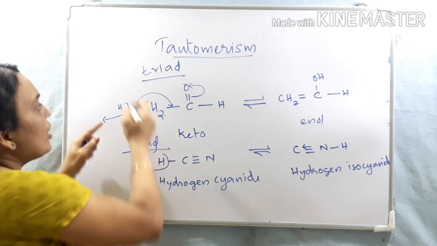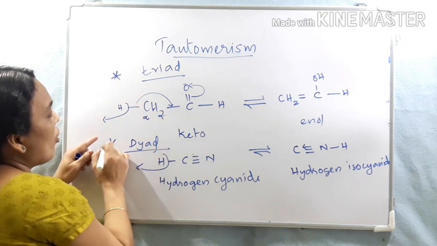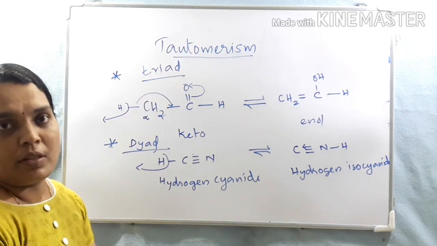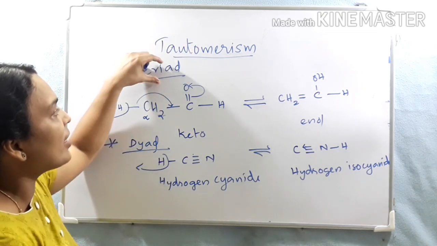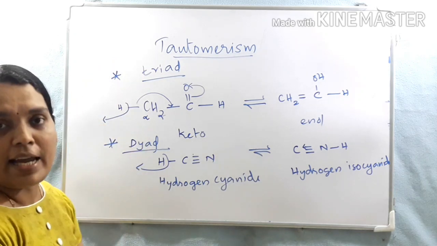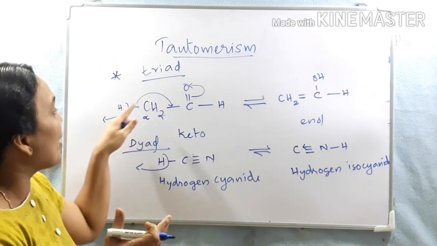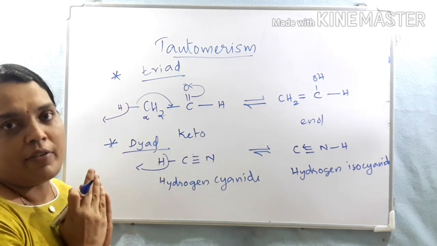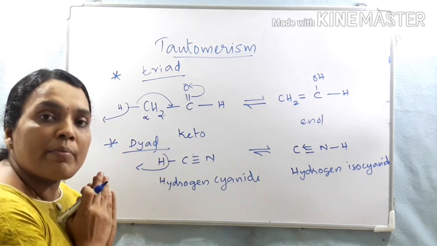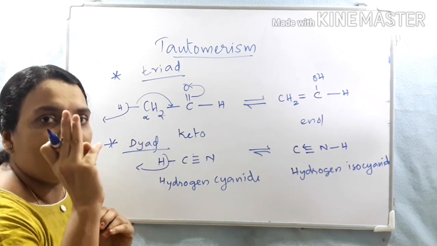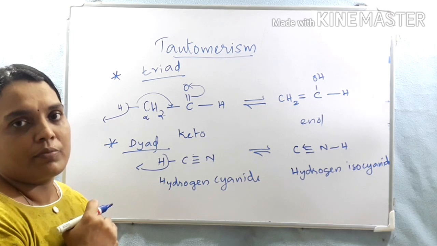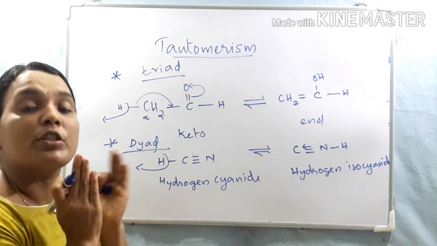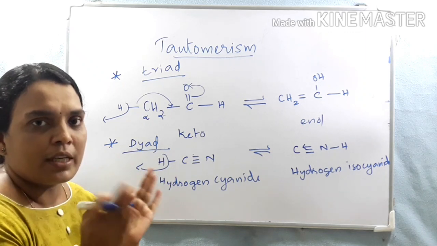Diad system. So these are the major 2 types of migration happening in tautomerism, that is, a triad system as well as a diad system. Triad system means oscillation of hydrogen between 3 polyvalent atoms, and diad system means oscillation of hydrogen between 2 polyvalent atoms. First of all, we have to identify the 2 types of migration. Clear now?